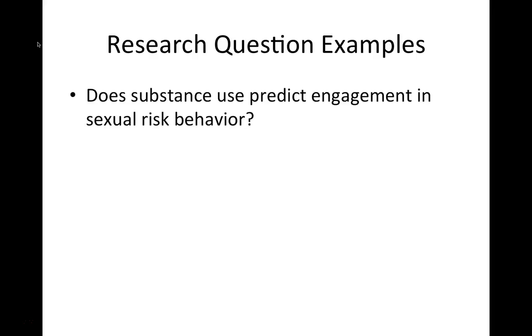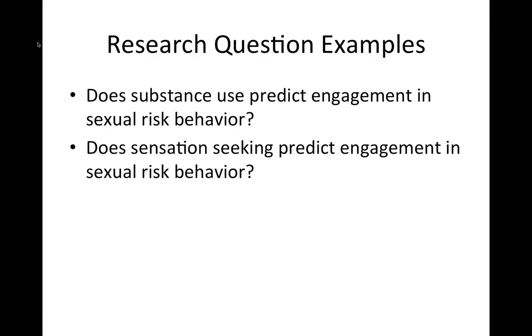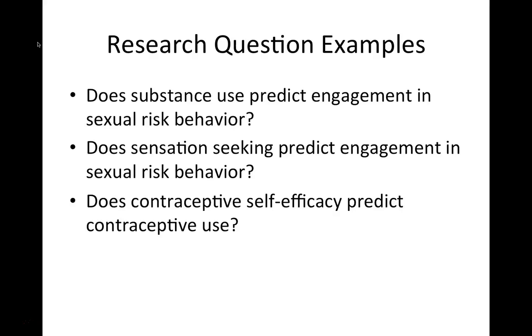So some kinds of research questions that we can answer using logistic regression are similar to what we asked when we talked about linear regression. In linear regression, I asked, does substance use predict the frequency of sexual risk behavior? And in this situation, I'm asking, does substance use predict engagement in sexual risk behavior? So yes or no, does somebody engage in sexual risk behavior? And does their frequency of substance use predict whether they engage in sexual risk behavior? Similarly, does sensation seeking predict whether or not somebody engages in sexual risk behavior?